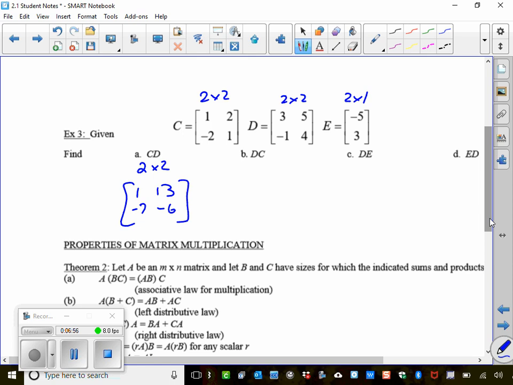All right, and so now D times C, so it does line up. The 2 by 2 is still okay. I can do this, 2 by 2. So it's often nice to rewrite that because it's kind of backwards. So D is 3, 5, negative 1, 4, and times 1, 2, negative 2, 1, so like I had to do in your warm-up.